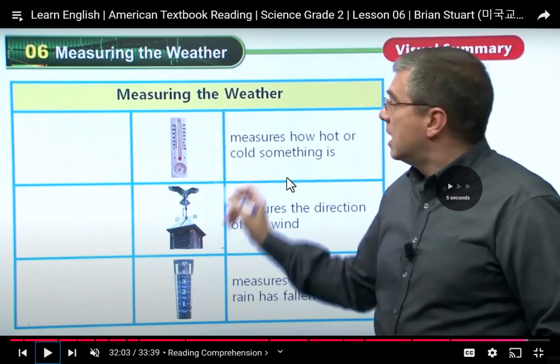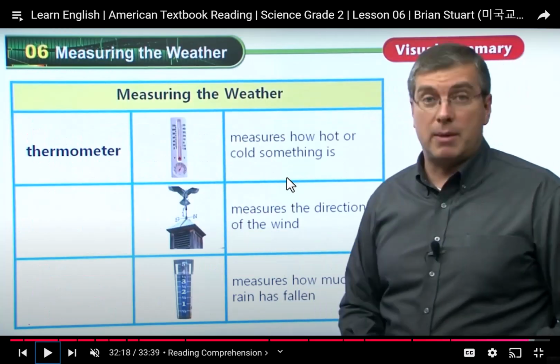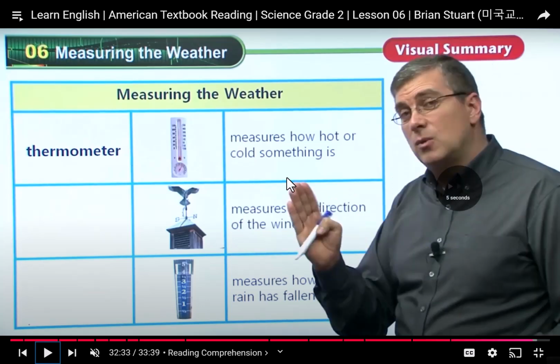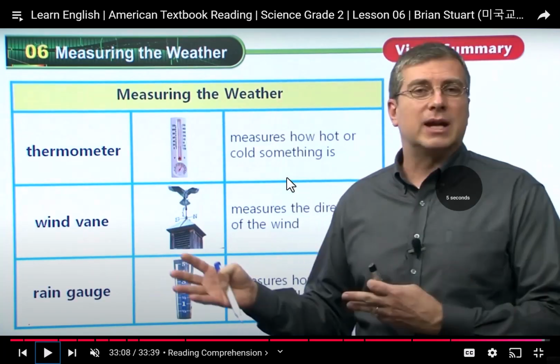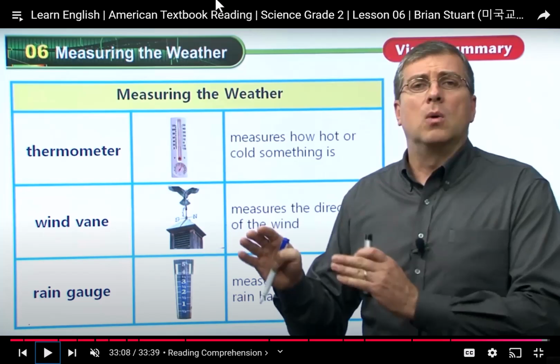So now let's review again. Measure the weather. Measure how hot or cold something is: thermometer. Measure the direction of the wind: wind vane. Measure how much rain has fallen: rain gauge. So that's for today. Remember all the ways of measuring the weather.